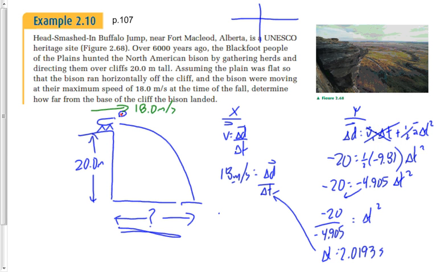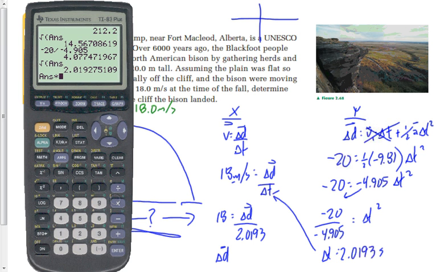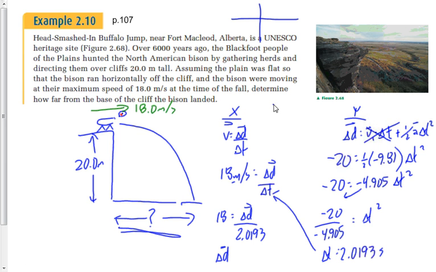We get 18 equals delta D over 2.0193. And we're going to take that up by multiplying. We're going to solve for delta D, x component, which is really what we're looking for here, right? Take that number, multiply it by 18. We get 36.34, or 36.3 meters. So when this bison runs off the edge of the cliff, we know exactly where it's going to land, assuming that it's moving at that speed. We know it's going to land 36.3 meters away from the edge of the cliff.